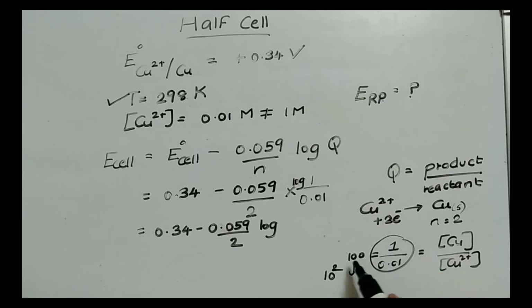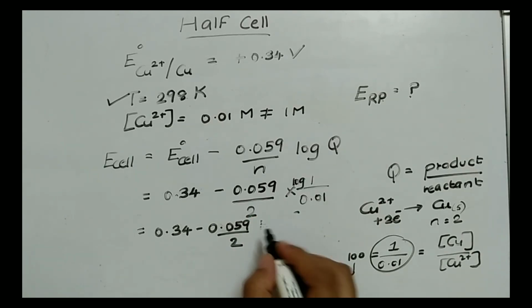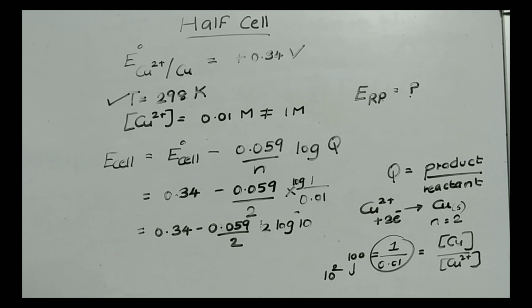If you calculate this, you get 100, which can be written as 10 to the power 2. Now log 10 to the power 2 means I can take this 2 to the left hand side, times log of 10. Log of 10 is 1. So what is left here? Only 2. Multiplying and subtracting, finally you get the answer as 0.28 volt. So this was a question on how to calculate E cell for the half cell based on the Nernst equation. Always remember, for a solid the concentration is always taken as 1.